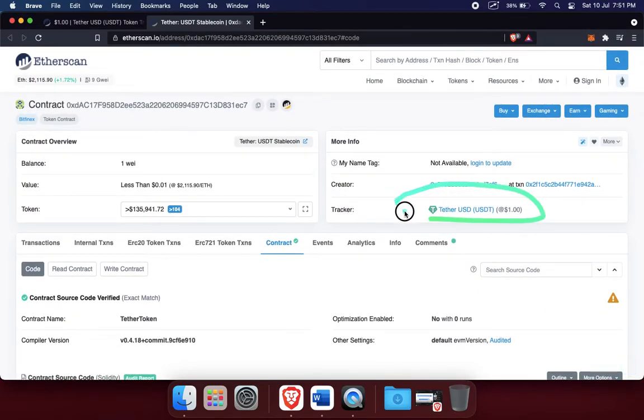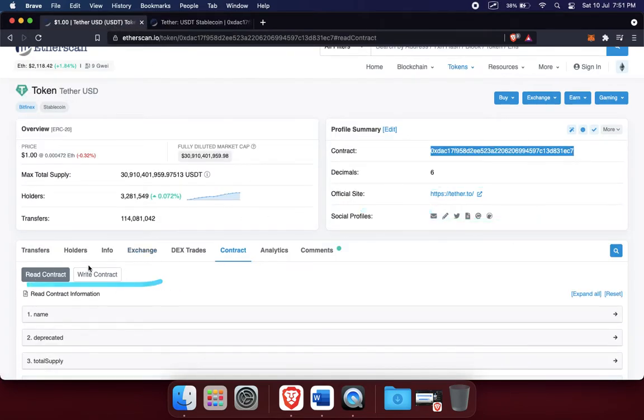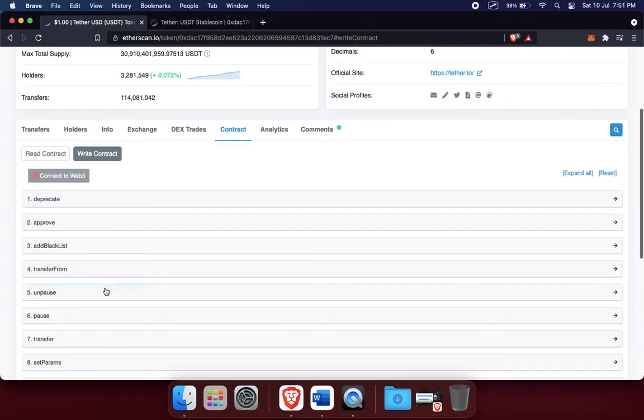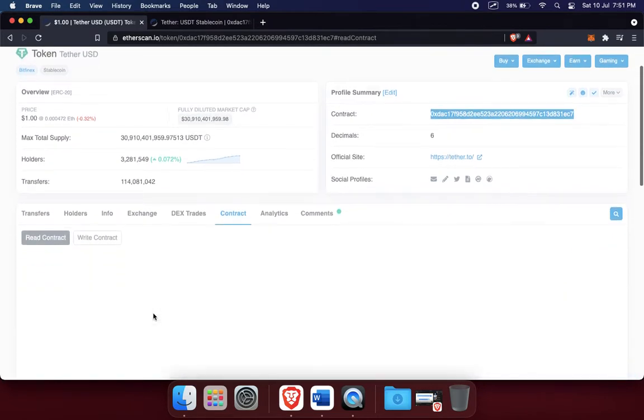Obviously, I don't read Solidity much, but for the programmers out there, that's where you find it. Now I'm at the contract tracker, which is this page over here. This is a lot more brief. You can just read and write on the contract. I don't know if you can write. Can you write? Okay, I think you can, yeah. But I'm going to show you how to read contracts.